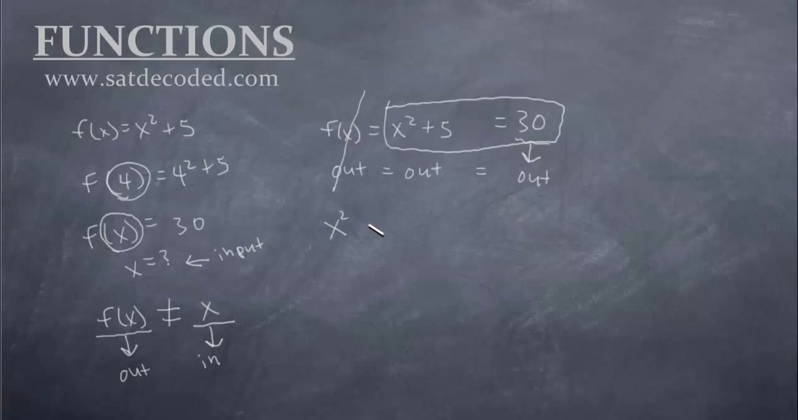So how do we solve that? We subtract 5 from both sides, so we get x squared equals 30 minus 5. So x squared equals 25. So that means x is equal to plus or minus 5. Don't forget that it can be both positive or negative, because when you square either one, it becomes positive 25. So as long as you can identify inputs versus outputs, you'll be in good shape.